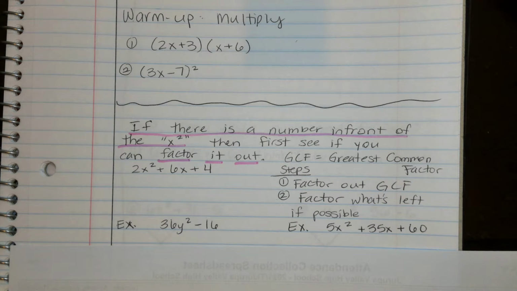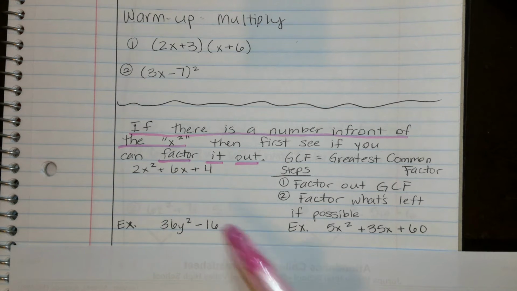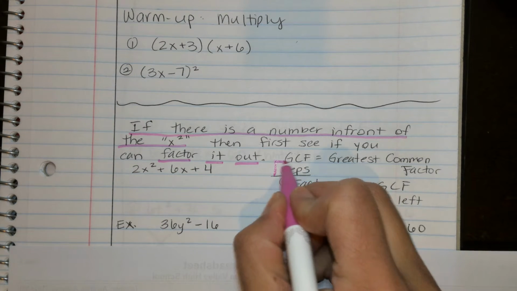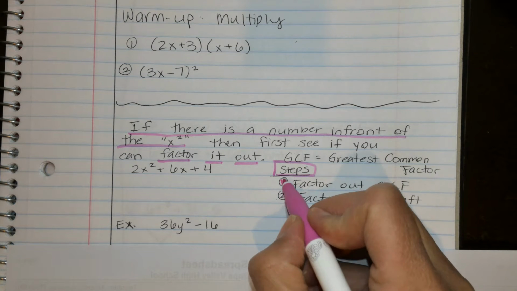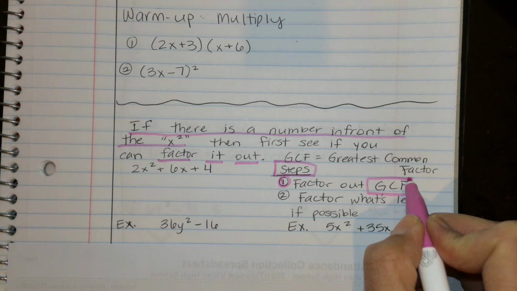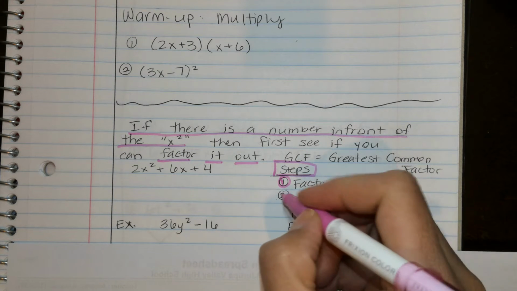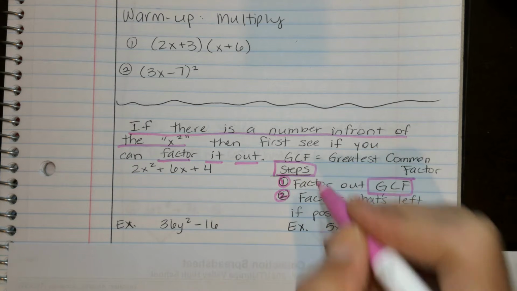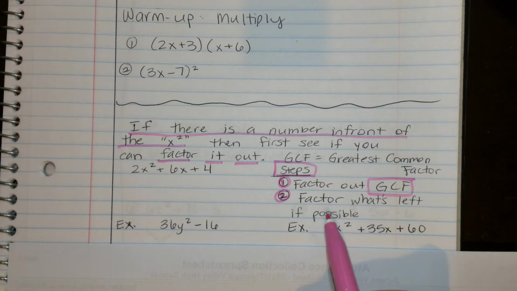We've talked about that quite a bit. It's the greatest, the biggest number that divides into every number in the trinomial or the binomial. So these are the steps. The first thing is to factor out the GCF. Look for the GCF and factor it out. And then after that, you'll have something left, maybe a trinomial like this example, or maybe a binomial. Then you're going to factor what's left if possible.